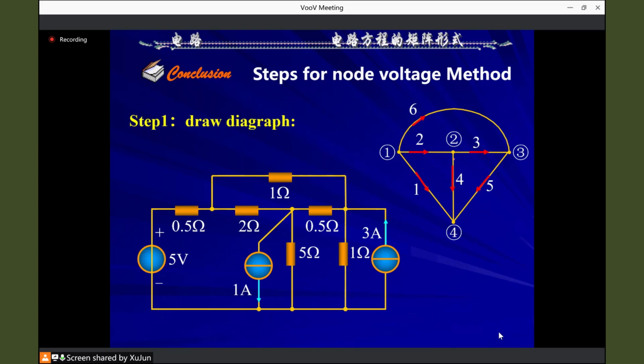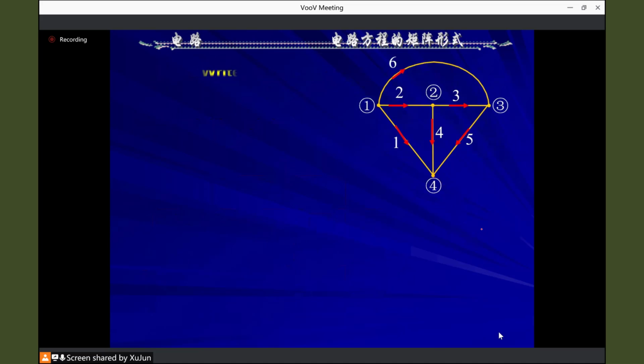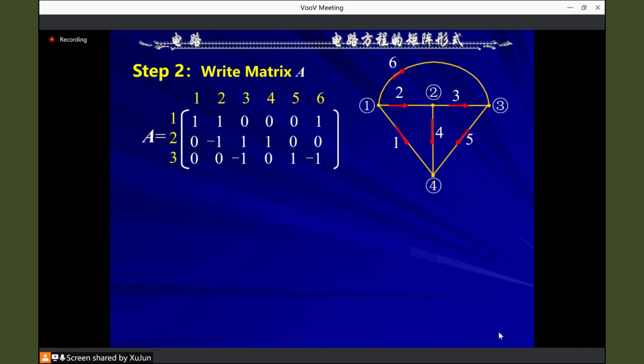Node 4, 1, 2, 3. We choose node 4 as reference. Write matrix A. 4 is reference. Write A at first, and then write the matrix Y.